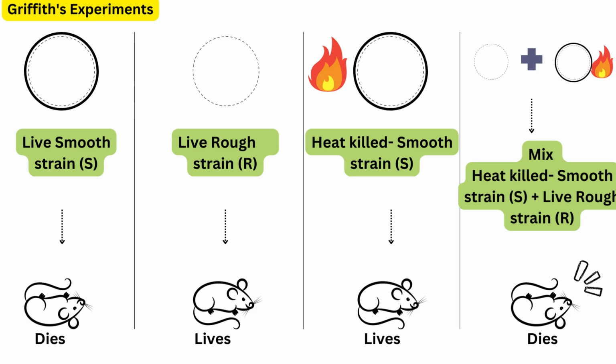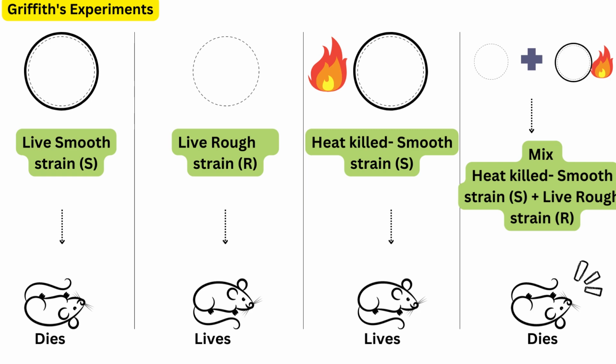In the third set of experiment, the S strain bacteria was subjected to high temperatures and killed. Heat-killed S strain bacteria were injected in mice and as expected, the mice could survive because the dead S strain bacteria were not capable of causing the infection. However, the experiment took an interesting turn on the fourth set when Griffith injected a mixture of heat-killed S bacteria and live R bacteria in mice. The mice developed pneumonia and eventually died within a few days.